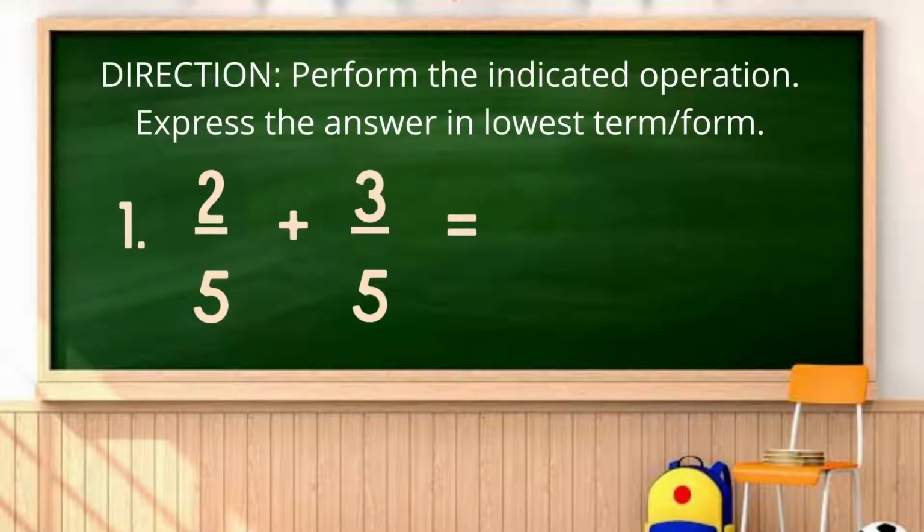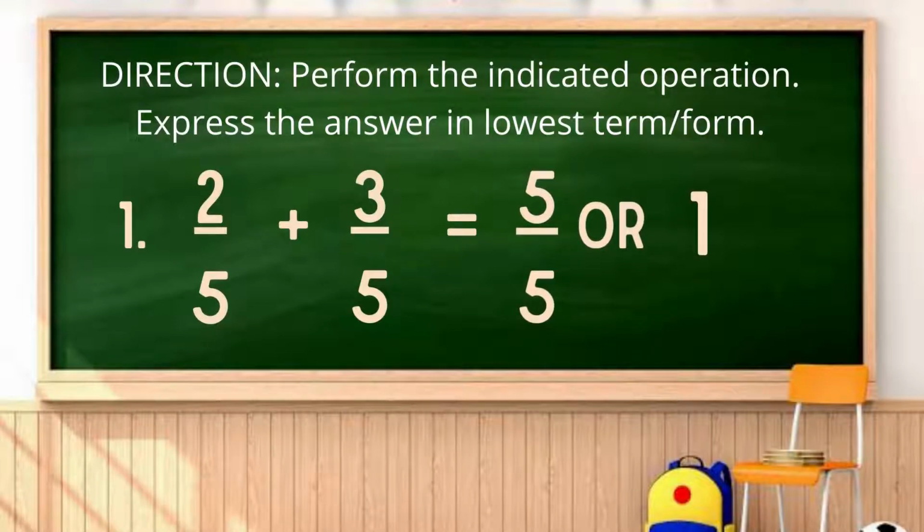For item number 1, 2/5 plus 3/5 is equal to? Your timer starts now. Time is up. What is your answer? Any volunteer from the class? Okay, so your answer is 5/5 or 1. Who got it correctly? Very good. So why does it become 1? If the numerator and denominator are the same, the fraction is equal to 1.